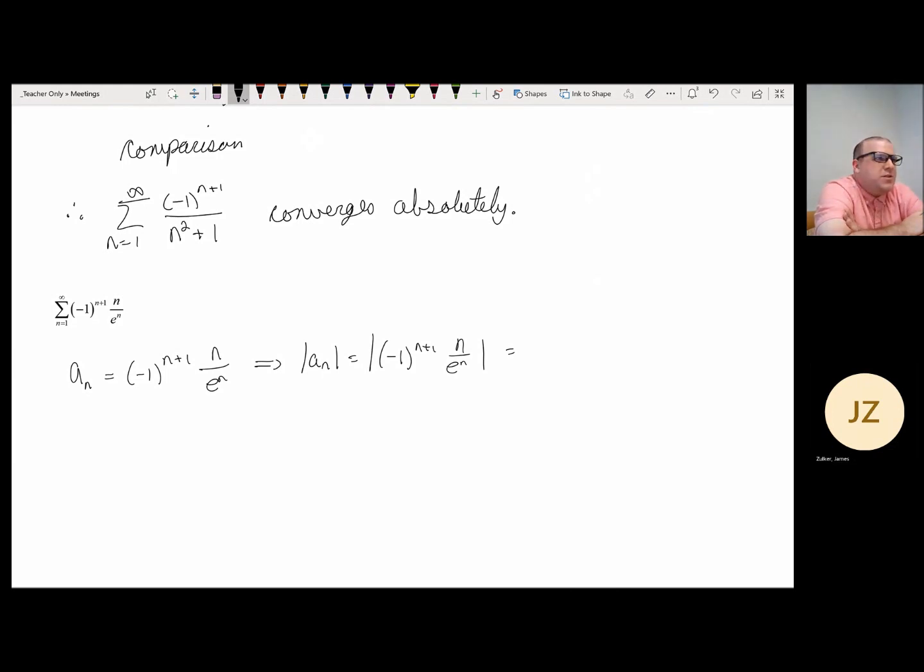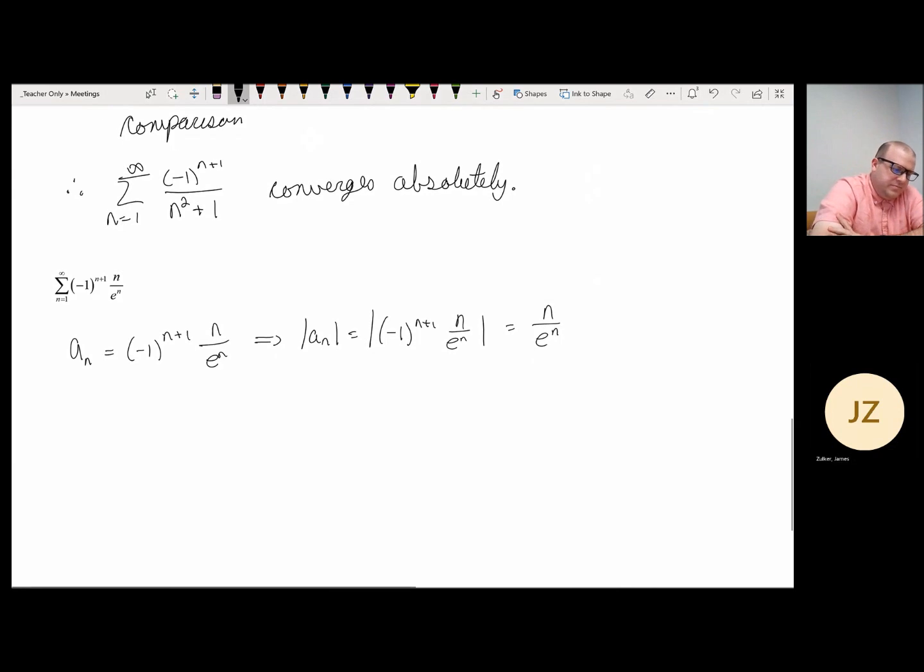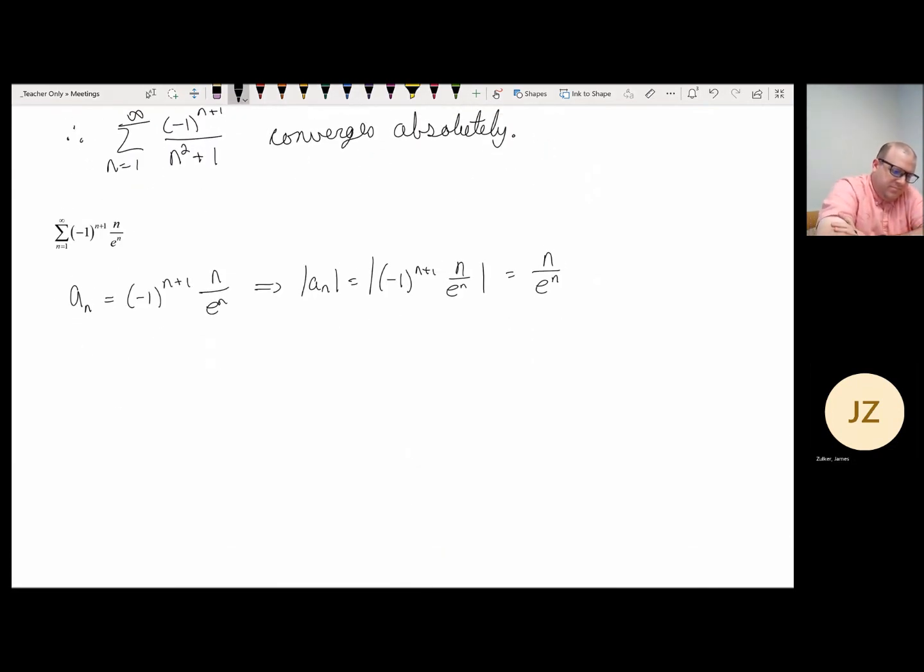Again, the absolute value of (-1)^(n+1) is going to be 1, with n going from 1 to infinity. The absolute value of n is just n. e^n is never negative, so the absolute value of e^n is just e^n. We're left with n over e^n. So to examine for absolute convergence, we're examining the series n over e^n for convergence.